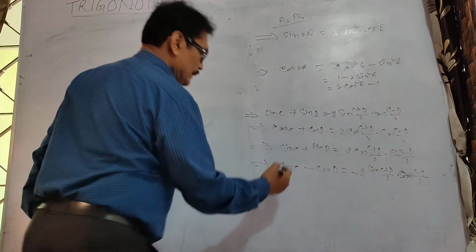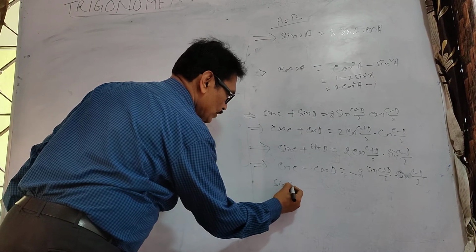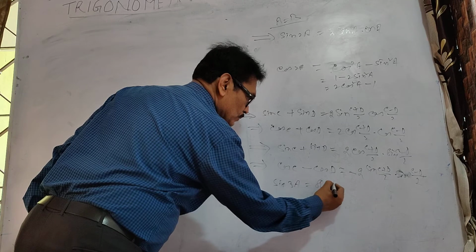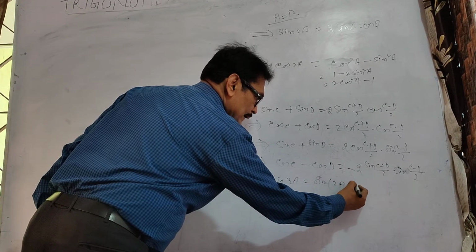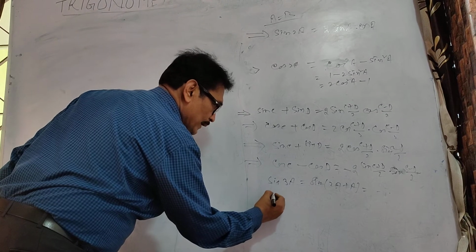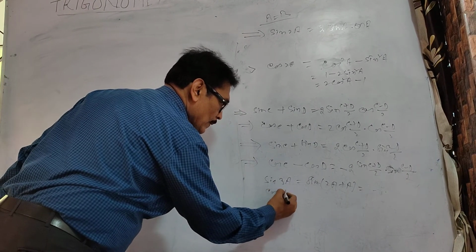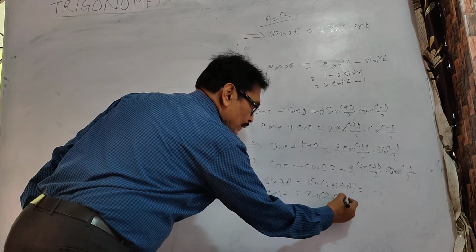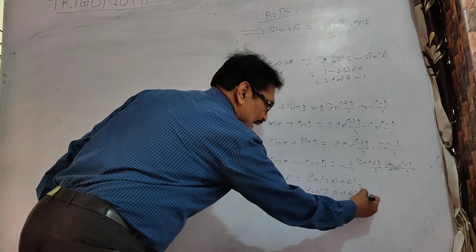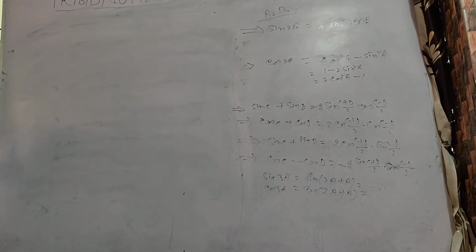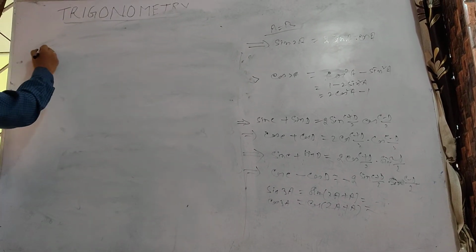Again, if we have to find sin 3A, this is equal to sin(2A plus A), and accordingly we find the result. If it is to obtain cos 3A, we can write cos(2A plus A), and with expansion we find the result.